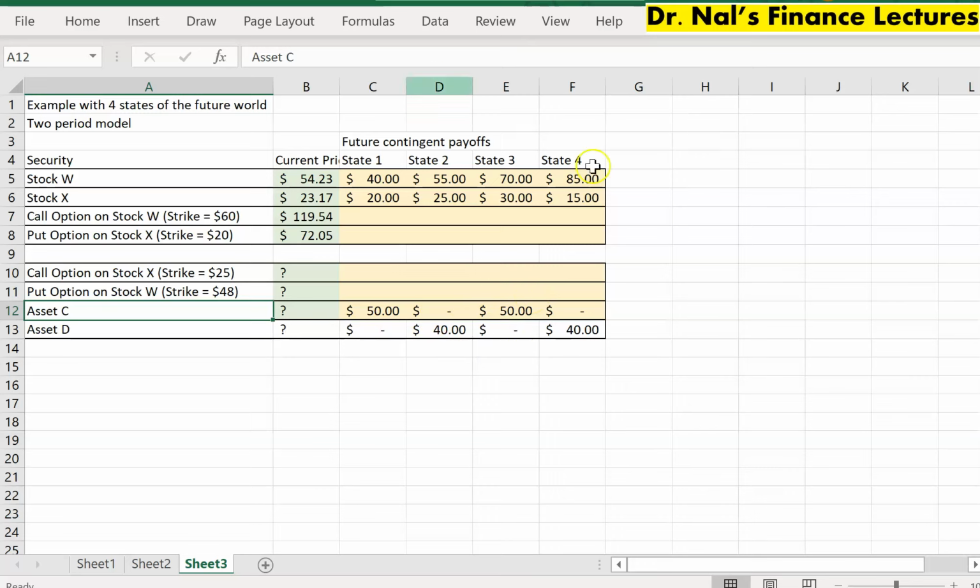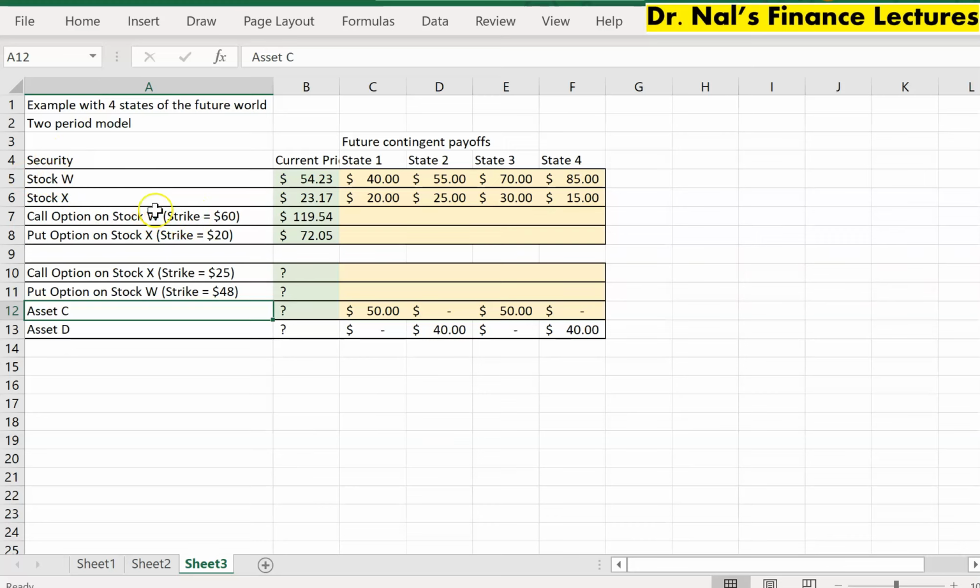But anyhow, how do we do it? Like we said, we have a certain algorithm which we follow. The first step of the algorithm is to construct the coefficient matrix, but as you can see here, we are missing some values. Let's start out by filling out those values. It's very easy because this security here is a call option on stock W. Stock W is this one.